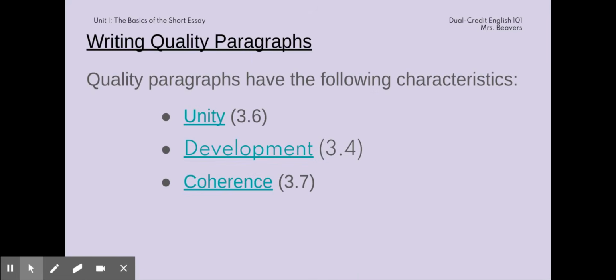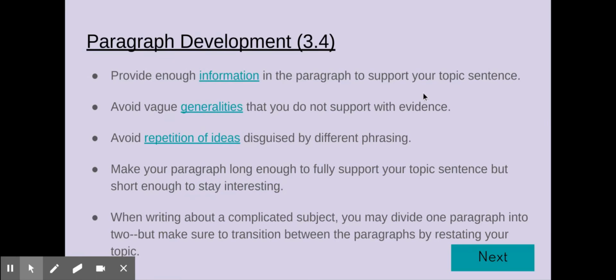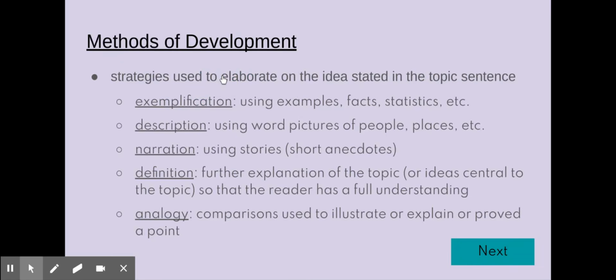Another important characteristic of an effective paragraph is development. Paragraph development means that you have elaborated on the idea in the topic sentence. First, you need to provide enough information in the paragraph to fully support your topic sentence. For this, there are several methods of development that you can use. Strategies used to elaborate on the ideas stated in the topic sentence are exemplification, meaning using examples, facts, statistics, etc.